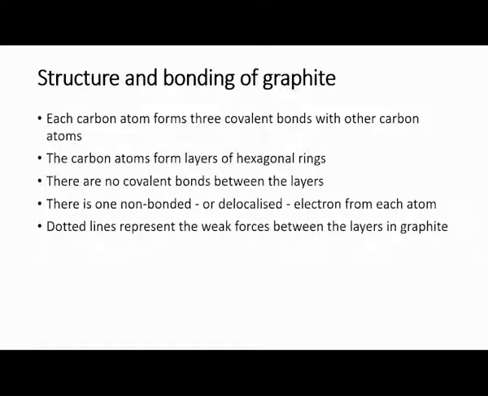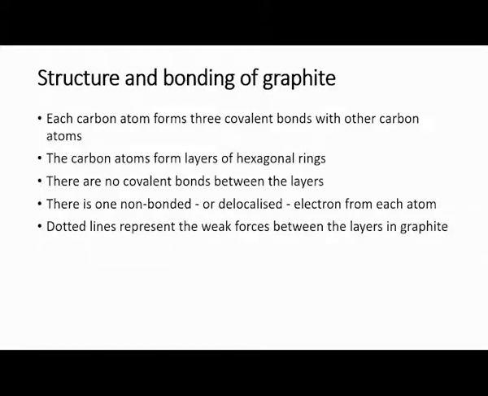Graphite: in graphite, each carbon atom forms 3 bonds with other carbon atoms. So there are 4 electrons on the outer shell of each carbon atom, so the 4th electron from each carbon atom is free to move. And that's what makes graphite conduct electricity, because of the free electrons.